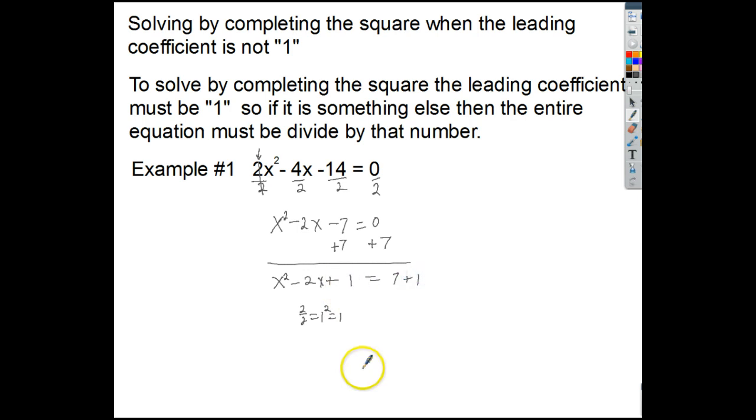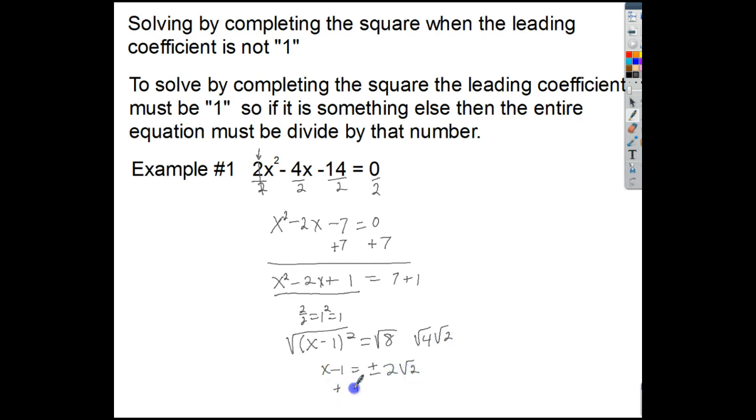Let's just stick it in like that. Okay, this is a perfect square trinomial now, and it is the square of x minus half of this, or x minus 1 squared, is equal to 8. We take the square root of both sides, and we have x minus 1 equals plus or minus, and we'll look at the square root of 8 as the square root of 4 times the square root of 2, or 2 square root of 2.